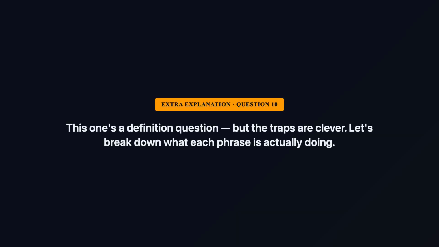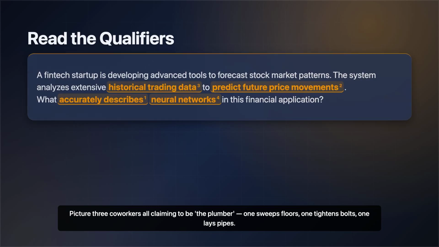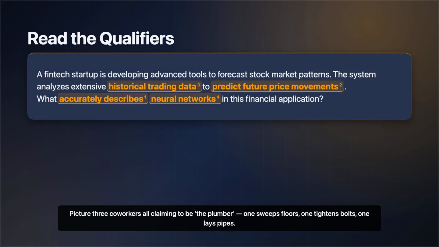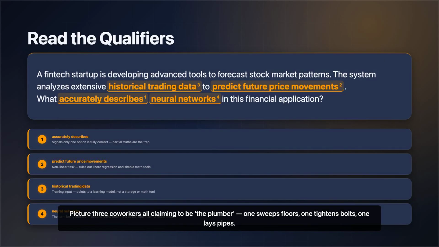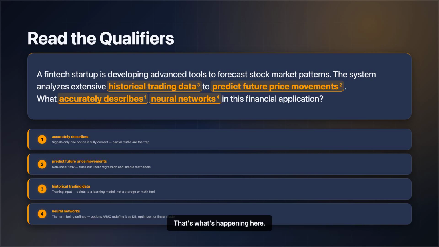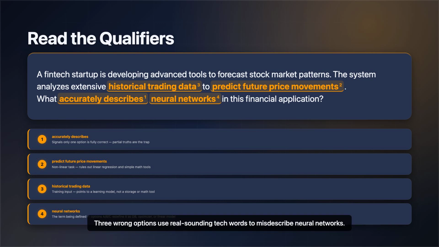This one's a definition question, but the traps are clever. Let's break down what each phrase is actually doing. Picture three coworkers all claiming to be the plumber. One sweeps floors, one tightens bolts, one lays pipes. That's what's happening here. Three wrong options use real-sounding tech words to misdescribe neural networks.